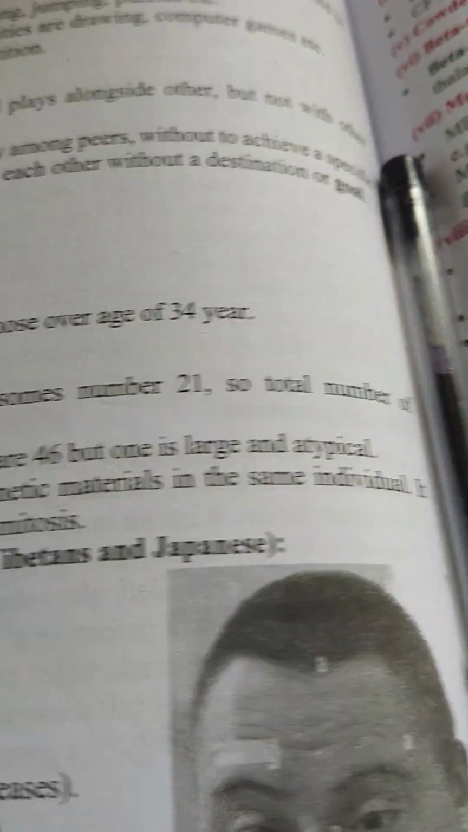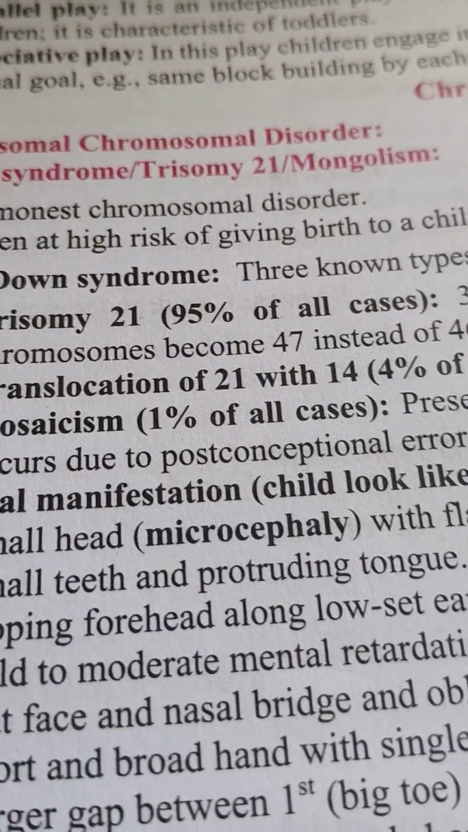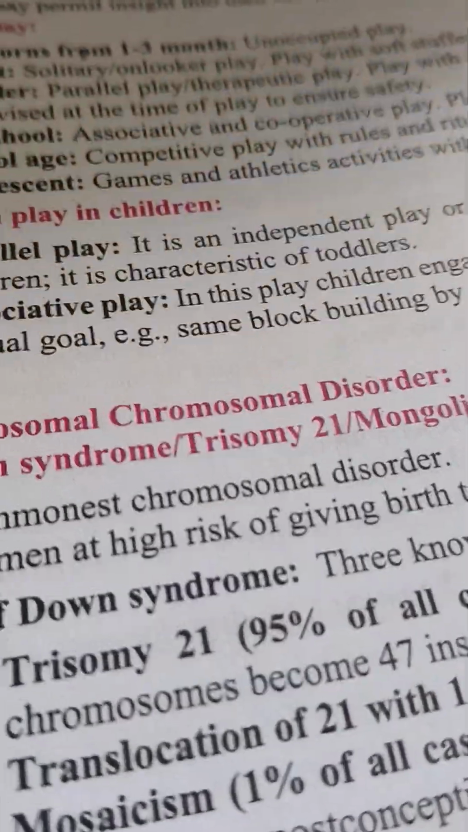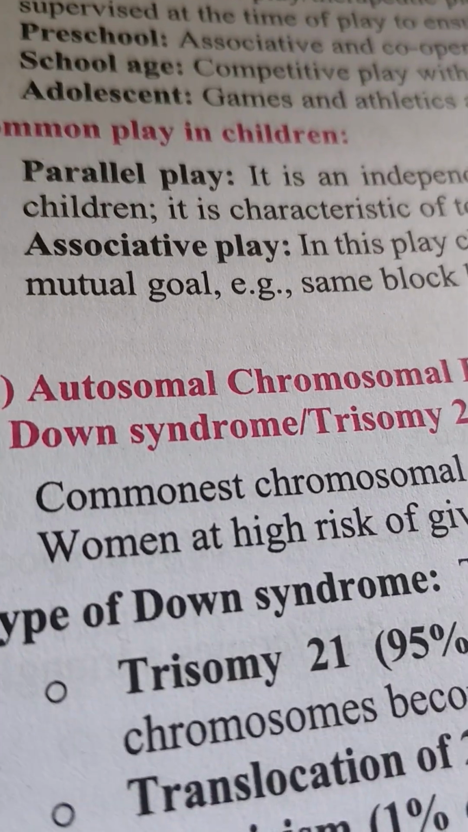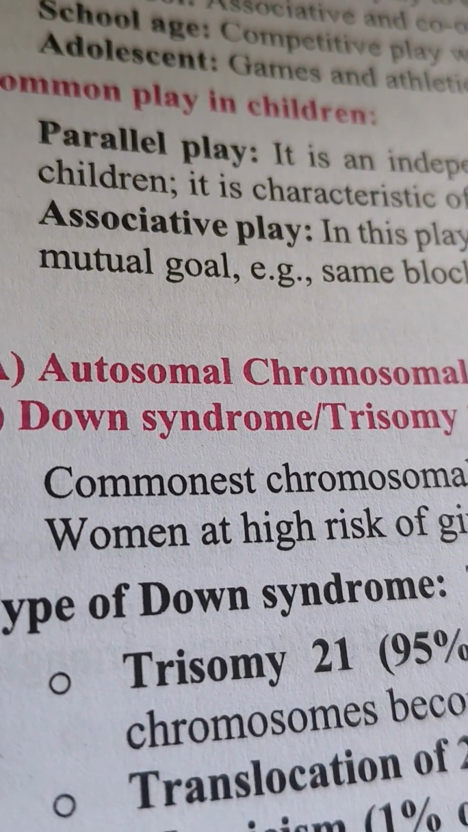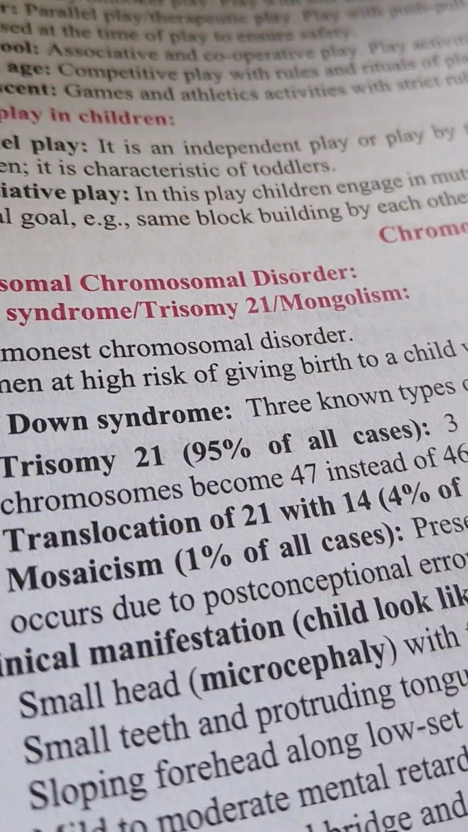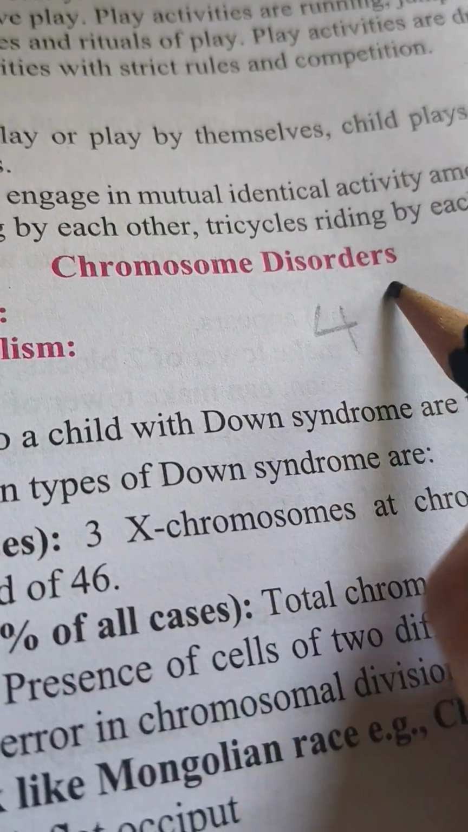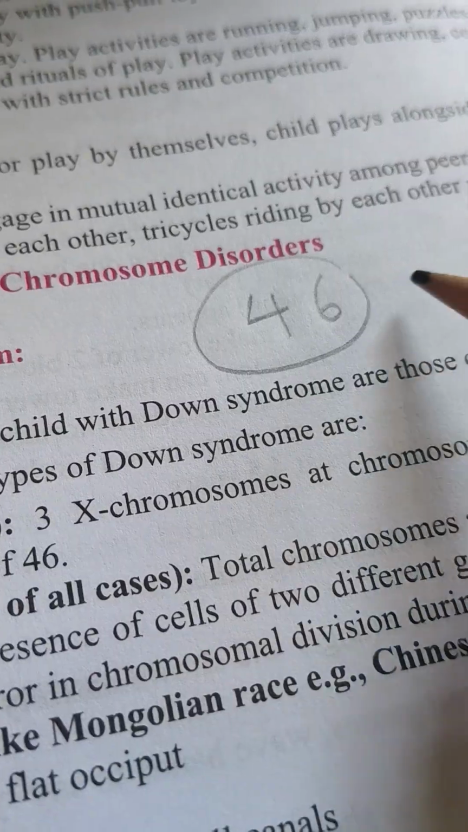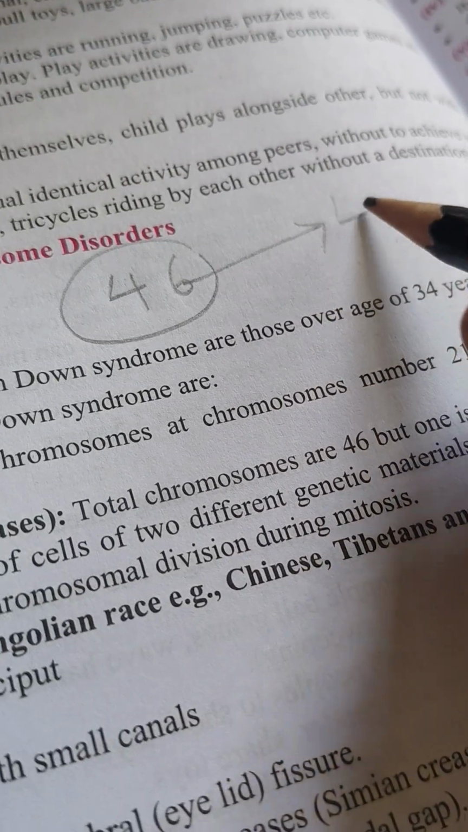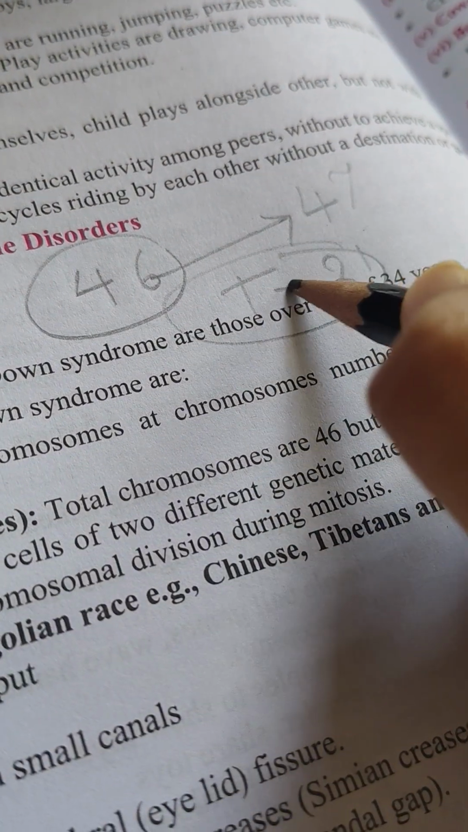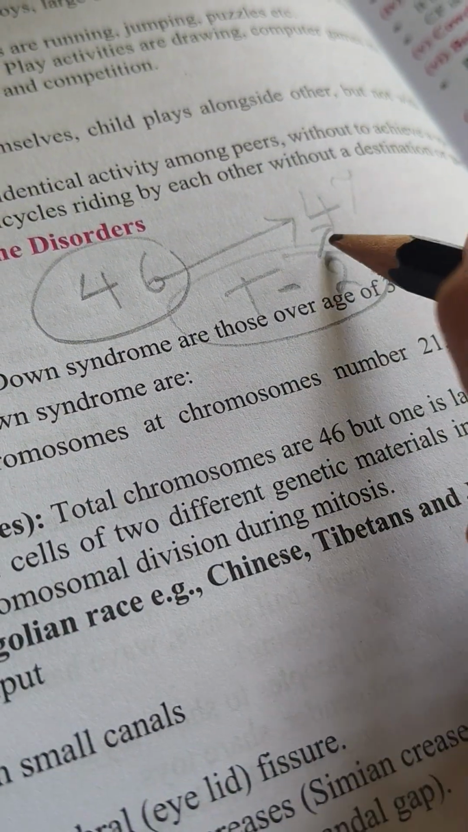So the total number of chromosomes becomes 47 instead of 46. The total number of chromosomes is supposed to be 46, but in trisomy 21 it becomes 47.